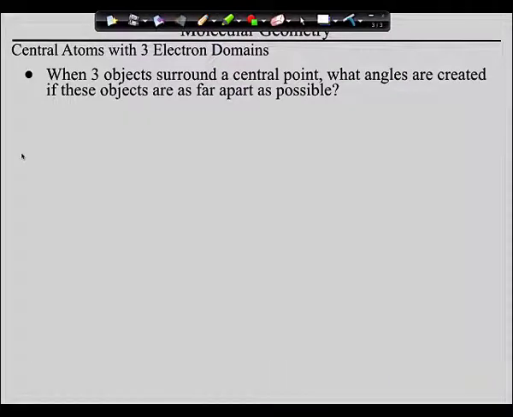So guys, same question, but this one's not worth extra credit. Here's the question. 3 objects, 3 domains, 3 objects around a central point. What is the maximum distance we can spread them out? So there is our central point.